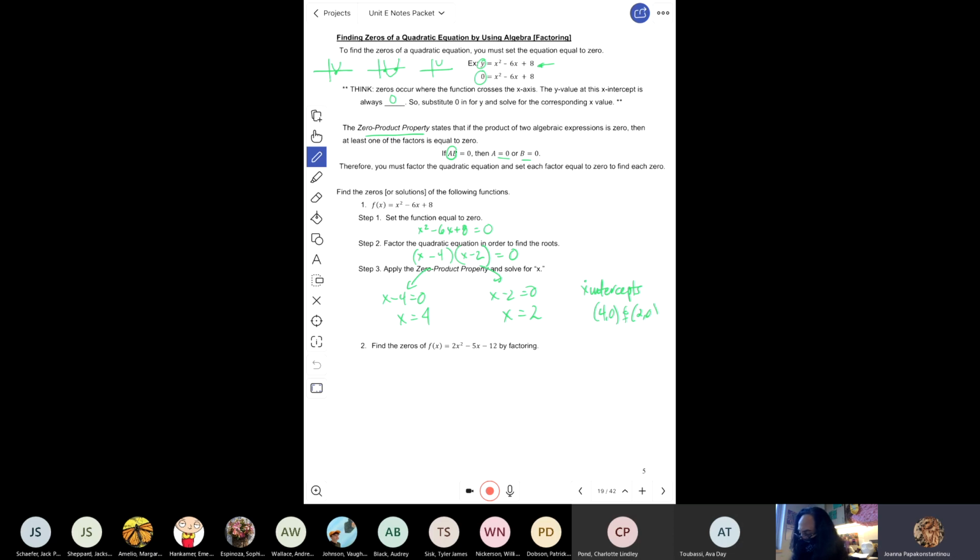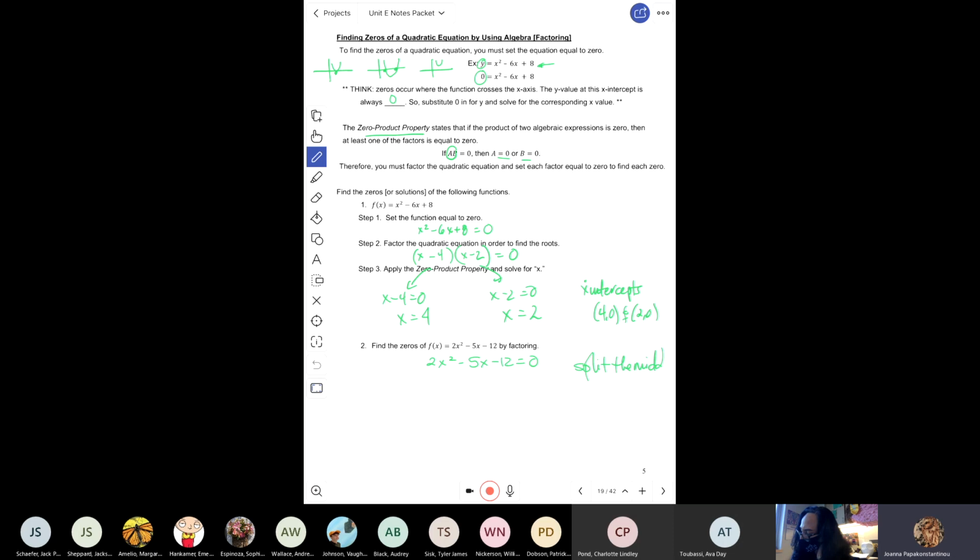Let's try another one. You're asked to find the zeros of this quadratic function by factoring. So first step, set it equal to 0. Now let's factor the left-hand side. Now, is there a greatest common factor? Because that's the first thing you want to check. No, there isn't. So I'm going to factor by splitting the middle.